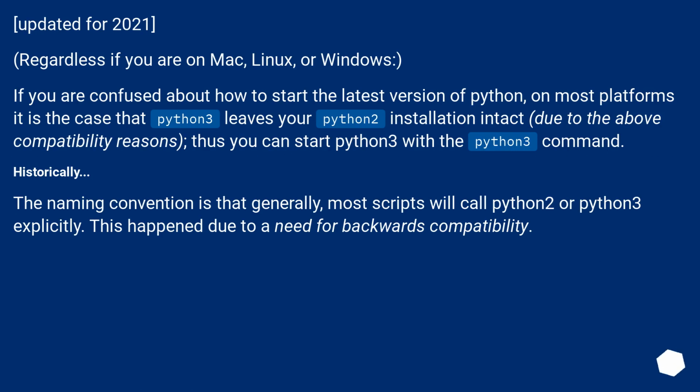Updated for 2021. Regardless of whether you are on Mac, Linux, or Windows, if you are confused about how to start the latest version of Python, on most platforms Python 3 leaves your Python 2 installation intact, due to compatibility reasons. Thus you can start Python 3 with the python3 command. Historically, the naming convention is that most scripts will call python2 or python3 explicitly. This happened due to a need for backwards compatibility.